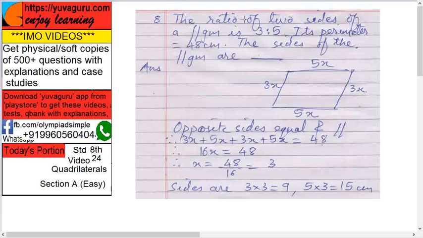Next, the ratio of two sides of a parallelogram is 3:5. Its perimeter is 48. So the sides of the parallelogram are here. A ratio of two sides means these two sides. Always in any parallelogram, opposite sides are equal and parallel. So this is 5. So this.